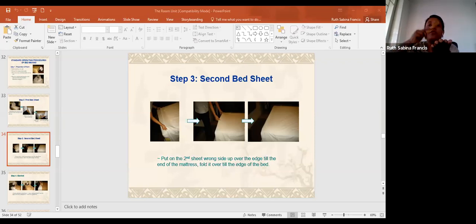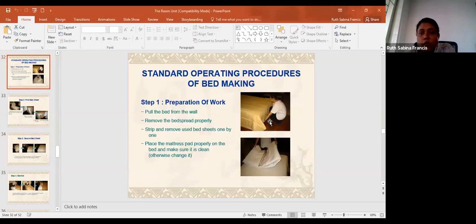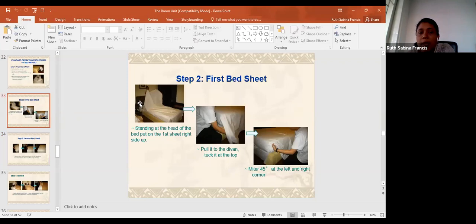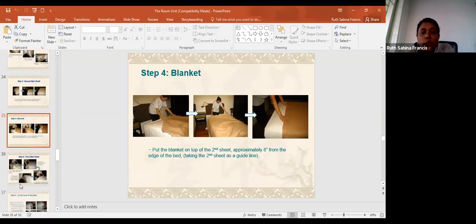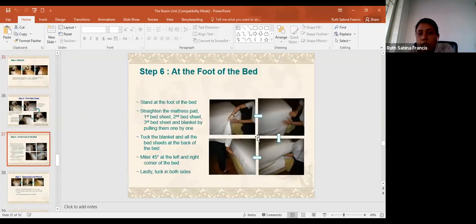If this is the headboard, finish all your tasks or the steps at the head side, then you move to the foot side, right? Why? See, that's why when you pull the bed, this is the first step you do. And then when you go back, you stand at the head and you complete all your tasks. And then finally, you will come to the foot side.